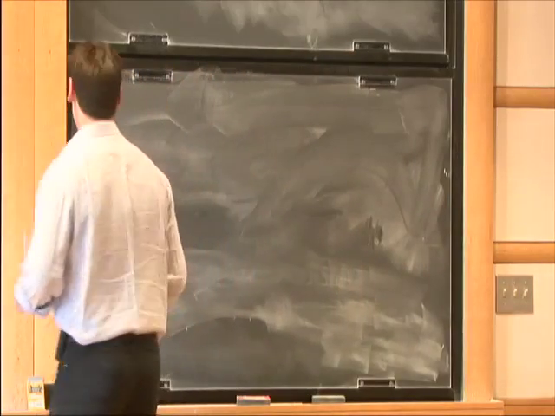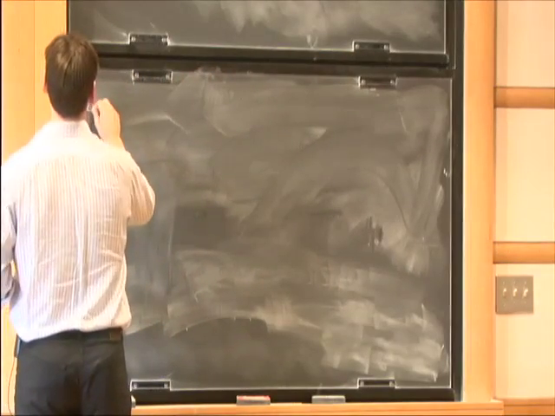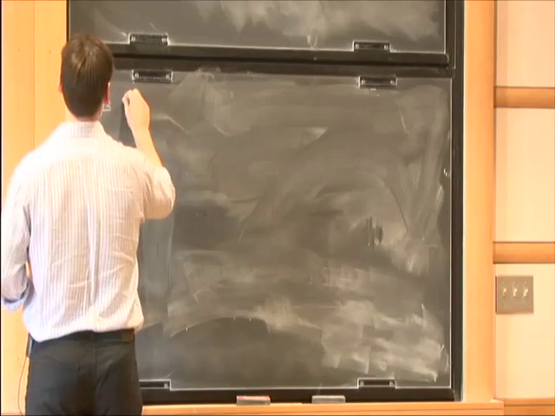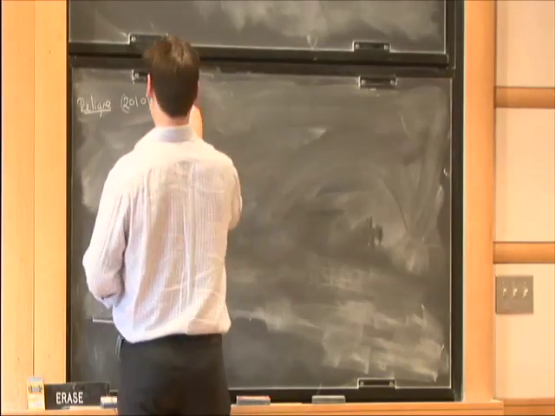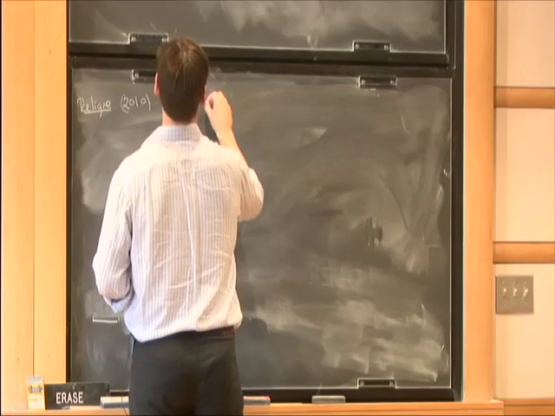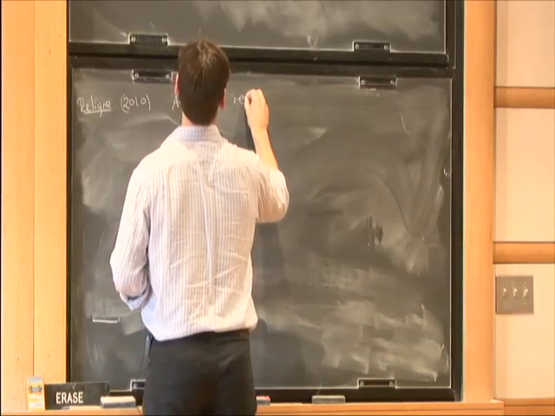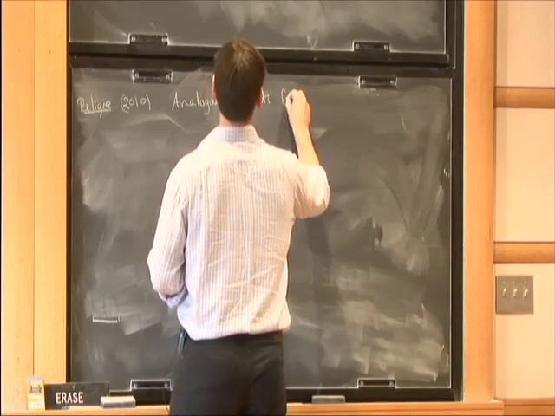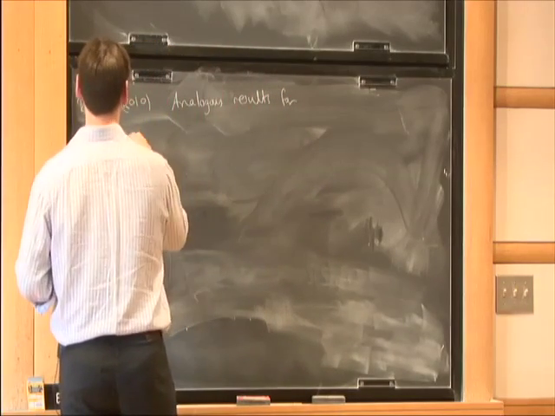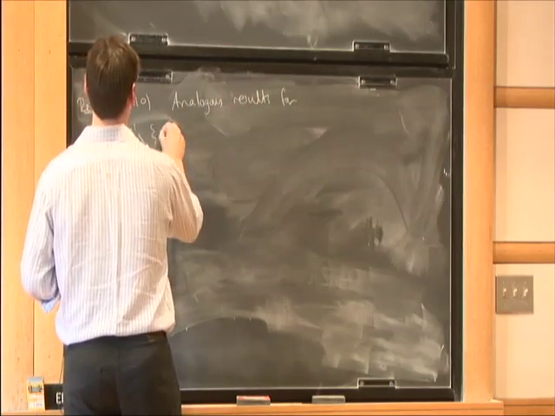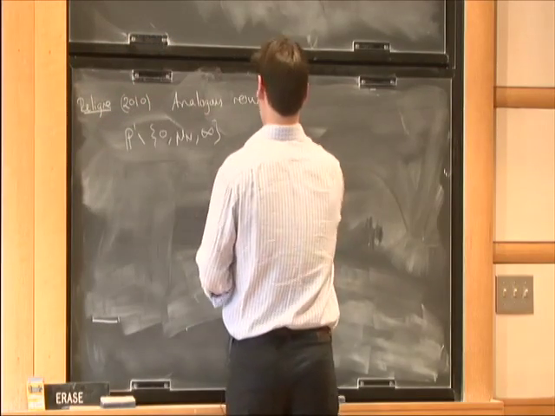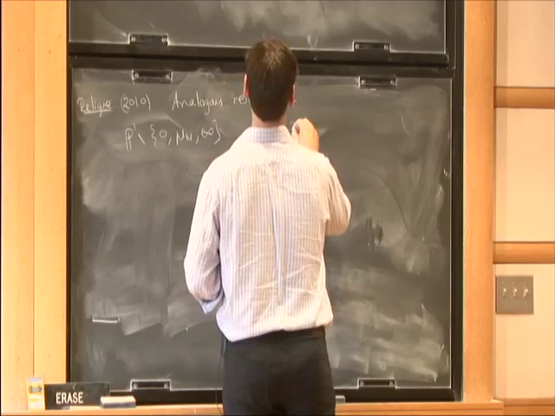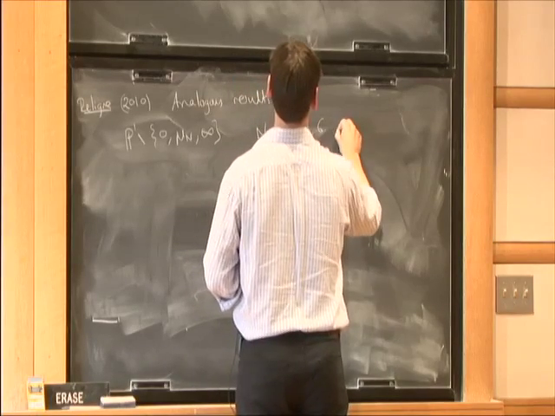So I should just say as well, Deligne, I think in 2010, proved analogous results in a slightly different setting for the projective line minus certain roots of unity, where n equals 2, 3, 4, 6, or 8.